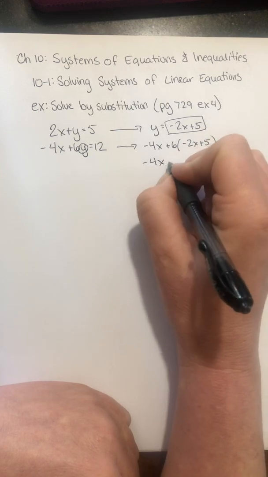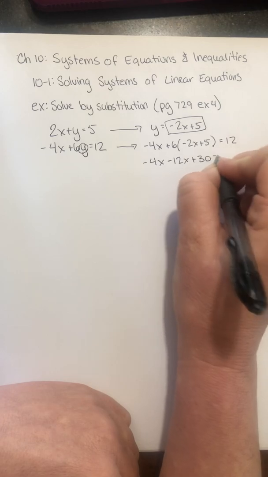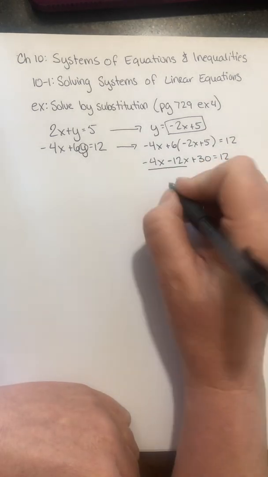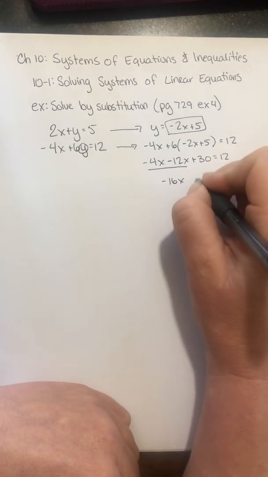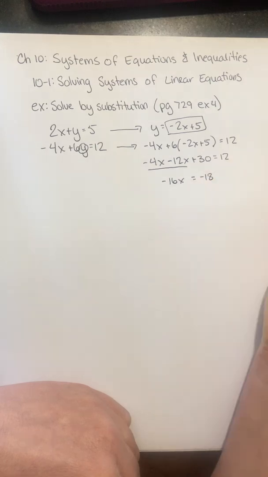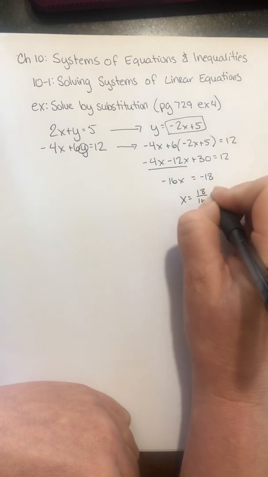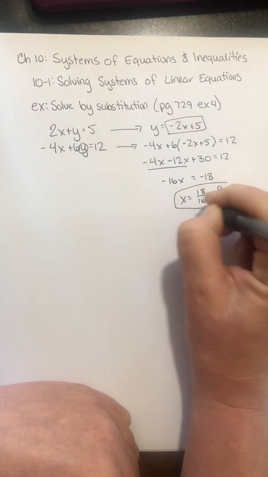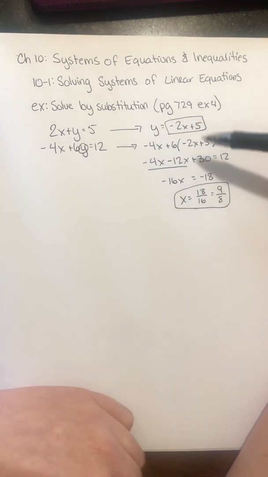Distribute the 6 to get negative 4x minus 12x plus 30 equals 12. Negative 4x minus 12x is negative 16x, and 12 minus 30 is negative 18. So x is going to be 18 over 16 or 9 over 8. Then I'll take that and plug it back into one of the original equations to solve for y.